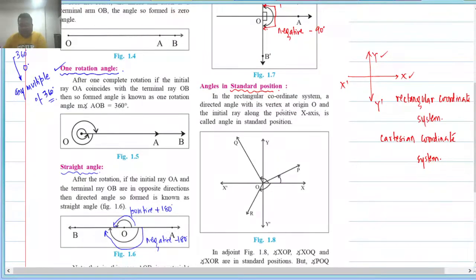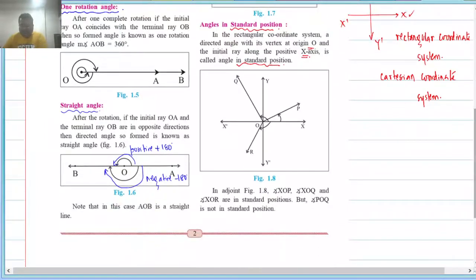A directed angle with its vertex at origin O and initial ray along positive x-axis is called angle in standard position. So you have one angle like this, say for example alpha, angle XOP. Then you have angle XOQ, for example beta. And then you have angle XOR. If measured like this, it will be say minus theta. And suppose I decide to measure that angle like this, XOR, then it will be plus, for example, phi.